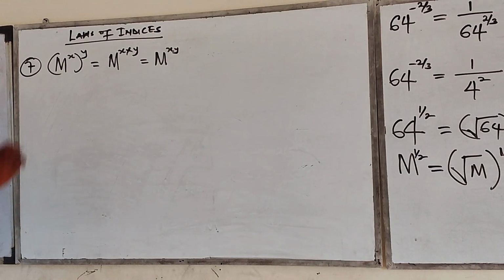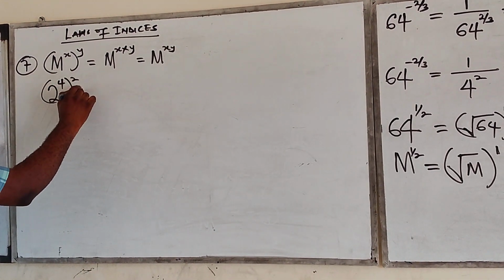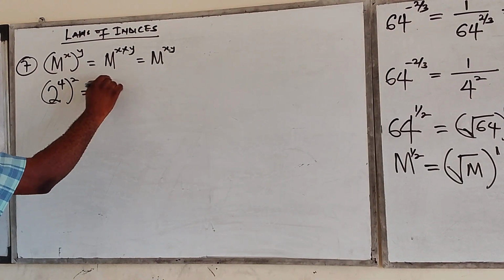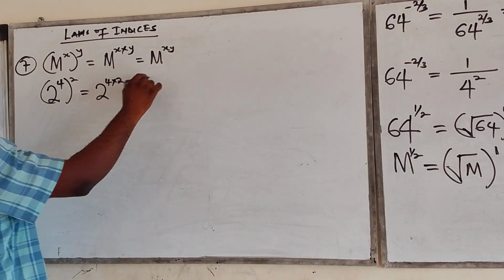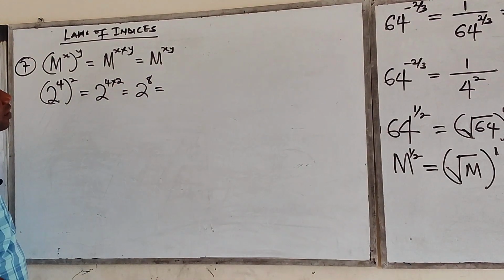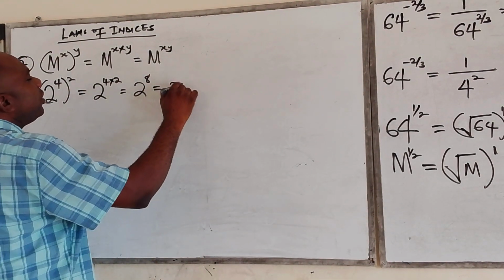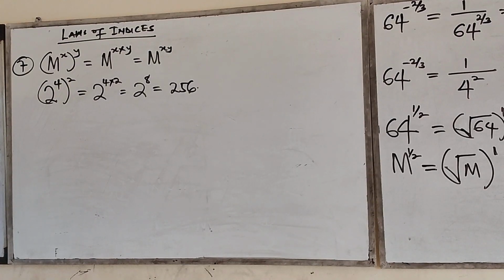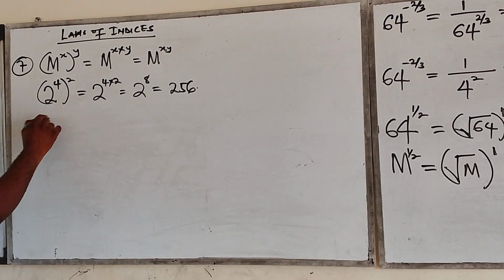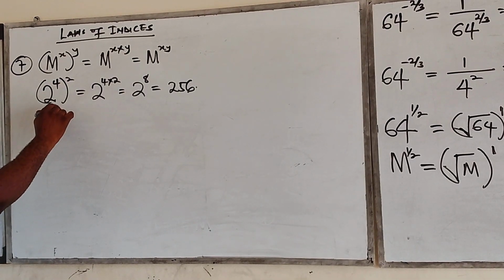So if you have 2 raised to the power of 4, all raised to the power of 2, that's the same as 2 raised to the power of 4 times 2, which is 2 raised to the power of 8. And 2 power 8 is 2 times 2 times 2, 8 times, and that will give us 256. Now let's try 10 raised to the power of 2, then raised to the power of 3.